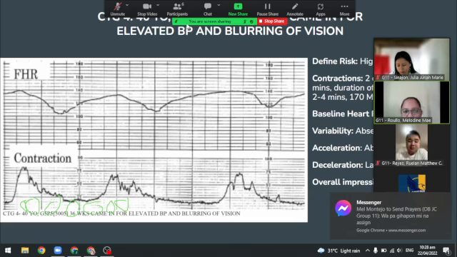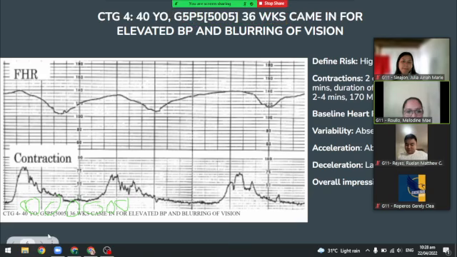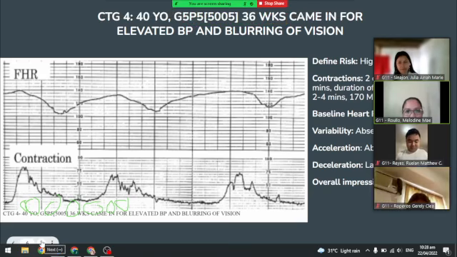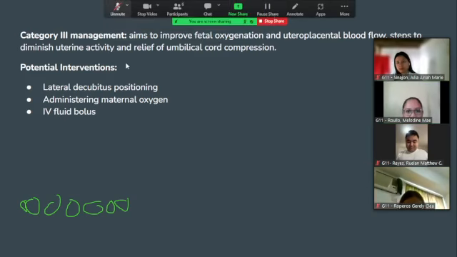Since there is elevated BP and blurring of vision, contractions, 2 contractions in 10 minutes, duration of 4 minutes, interval of 2 to 4 minutes, and MVU of 170. Baseline heart rate is 140 beats per minute. Variability is absent, as well as the acceleration, and deceleration is late decelerations, and overall impression is category 4. Next slide, please.